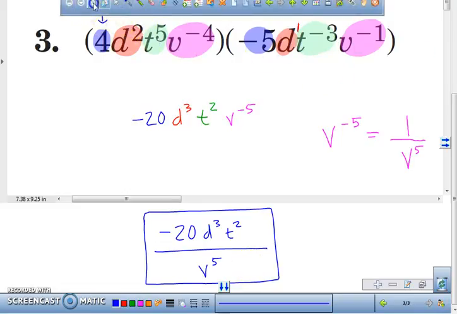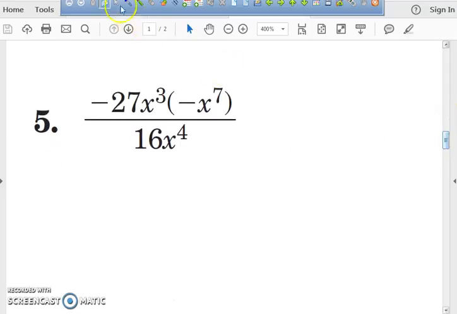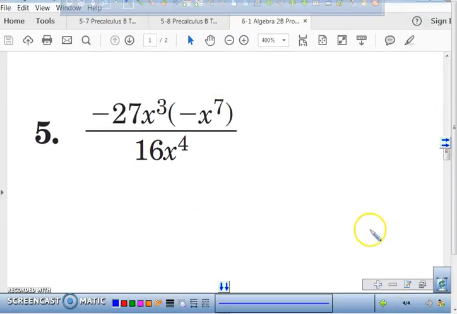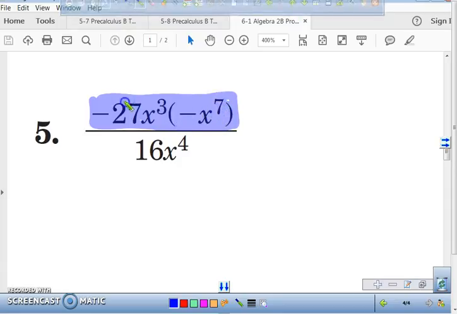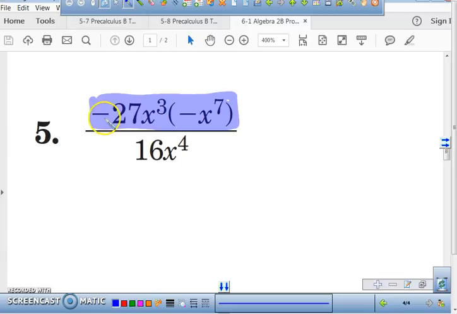Okay, now we're going to go ahead and move down to problem number 5. Write that carefully down in your journal, please. All right, what we're going to do right now, everybody, is we're going to focus just in the numerator, and we're going to simplify the numerator first, and then we'll worry about the denominator, okay? We have a negative 27, and we have a negative, even though you can't see it, that's a negative 1x. A negative times a negative is going to equal a positive. So we're going to have the number 27 right there, because technically you're taking a negative 1 and multiplying it to a negative 27.